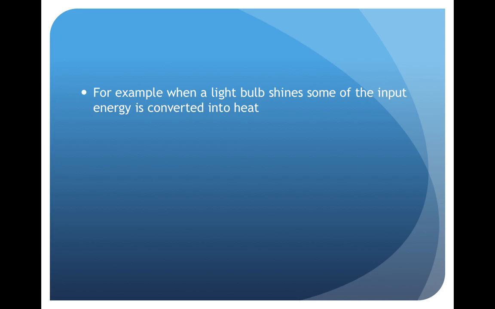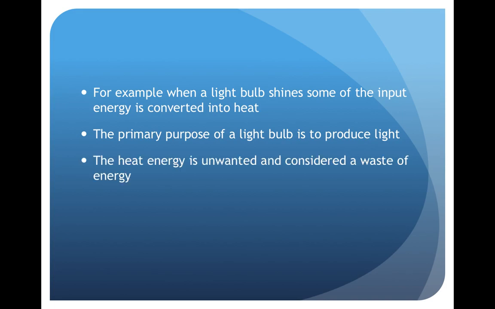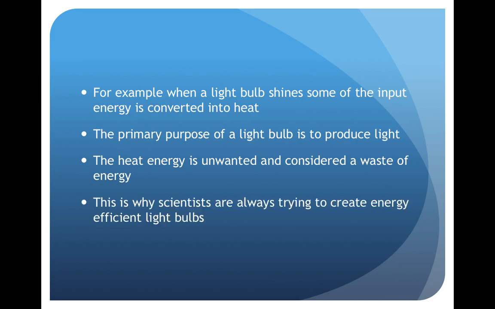So for example, when a light bulb shines, some of the input energy is converted into heat. You can feel the bulb warming up. The primary purpose of a light bulb is to produce light. The heat energy is unwanted and considered a waste of energy. This is why scientists are always trying to create energy efficient light bulbs.